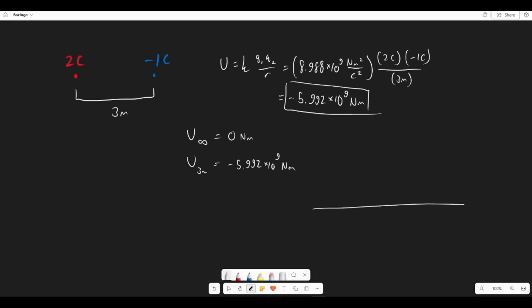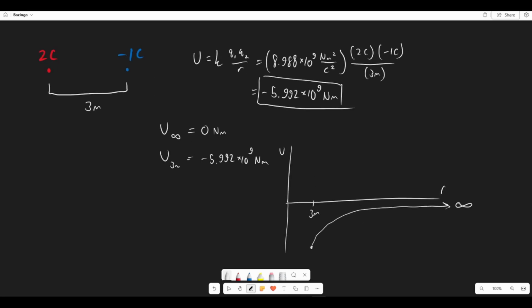So if we were to plot energy on the y-axis and our distance r on the x-axis, from this point at 3 meters and off to infinity, we get a graph that looks like this. So now at this point, 3 meters, we have an energy, if this is 0, of -5.992 × 10^9.